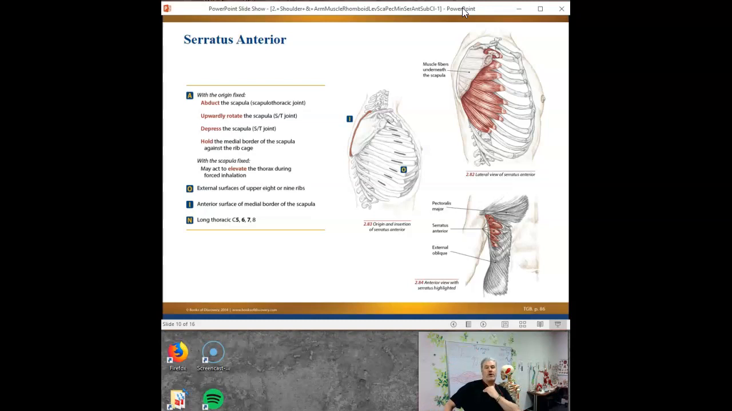And you can work around the upper chest, serratus anterior, and all sorts of stuff without violating somebody at all. So it's a great question. Now, we're going to talk about pec minor in just a second. Pec minor runs right underneath the breast, and we'll talk about how to get to it, too.